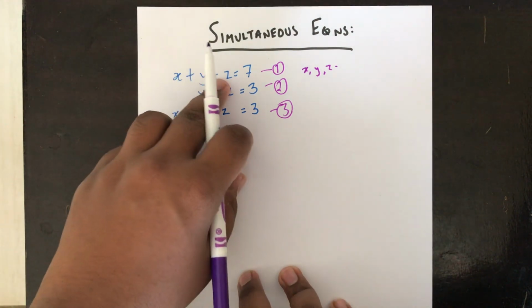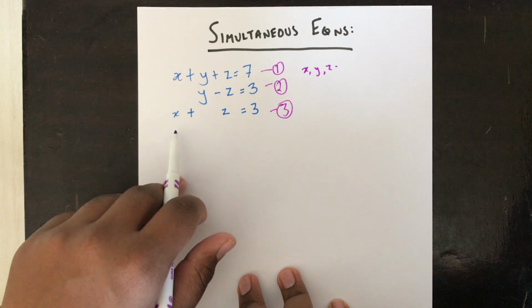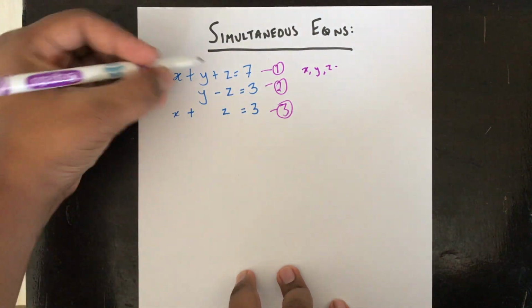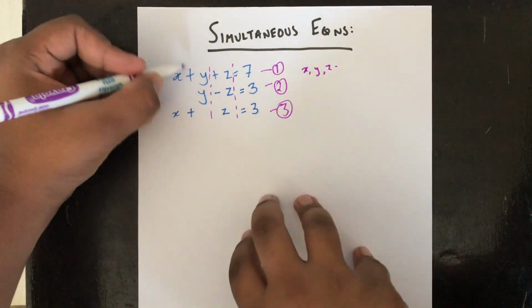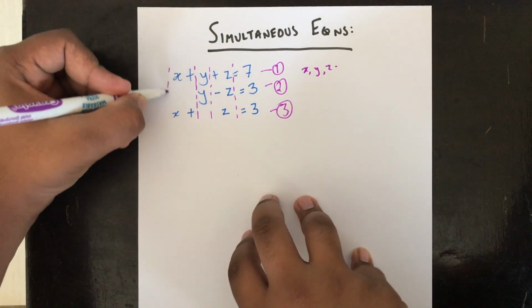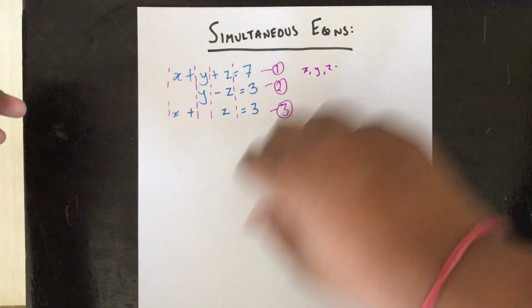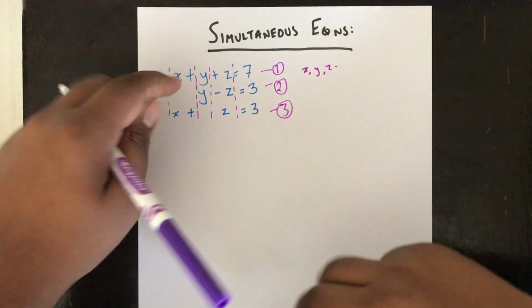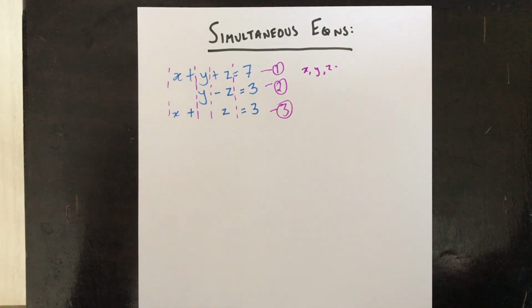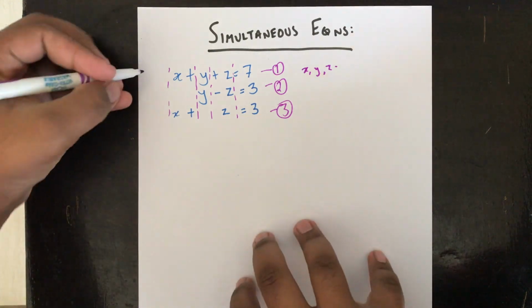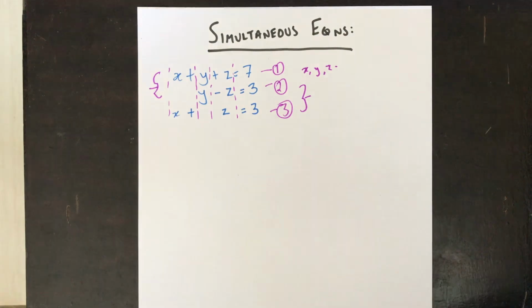So we have x plus y plus z is equal to 7, y minus z is equal to 3 and x plus z is equal to 3. I've written it in this form just so that it's easy for you to see that one variable represents one column. So we have x, we have y, we have z. Now we need to combine these three equations. We need to make these three equations into two equations with two variables so that we'll be able to solve it easily. So we combine equation 1 and 2, and we'll combine equation 2 and 3.